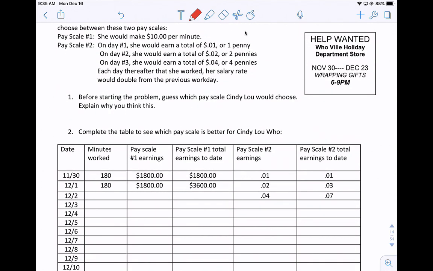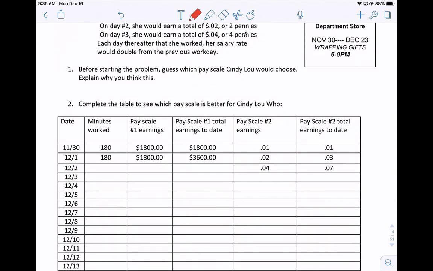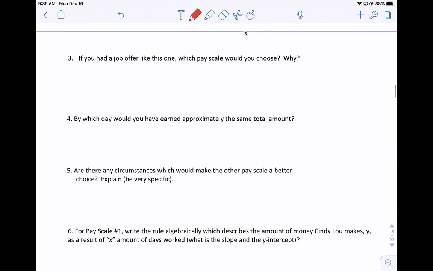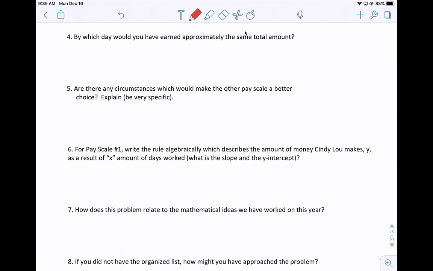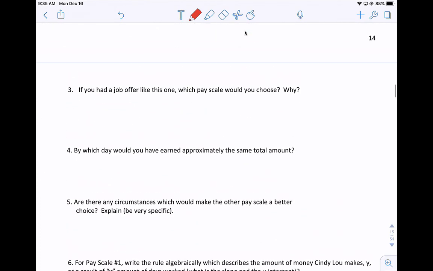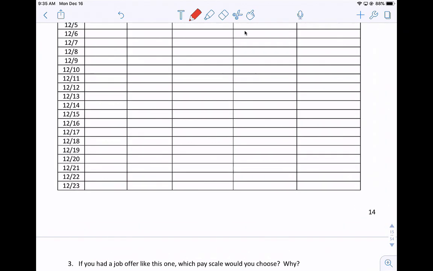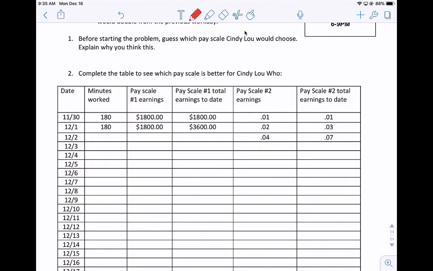All right, so then in class, we're going to complete the table to see which pay scale is better, and then after you do that, there's some questions that ask you about what the information that you just figured out. Okay, so we'll start the table together in class.